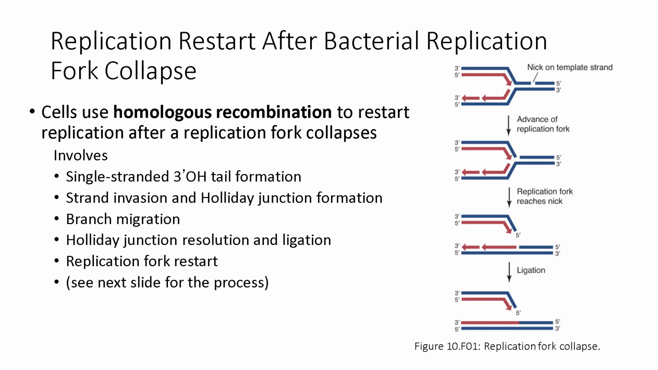This tail invades an undamaged homologous sequence, forming a structure known as a Holliday junction. As the Holliday junction migrates, it facilitates the repair and restart of the replication fork. Resolution of the junction and subsequent ligation restore the replication machinery to its functional state.